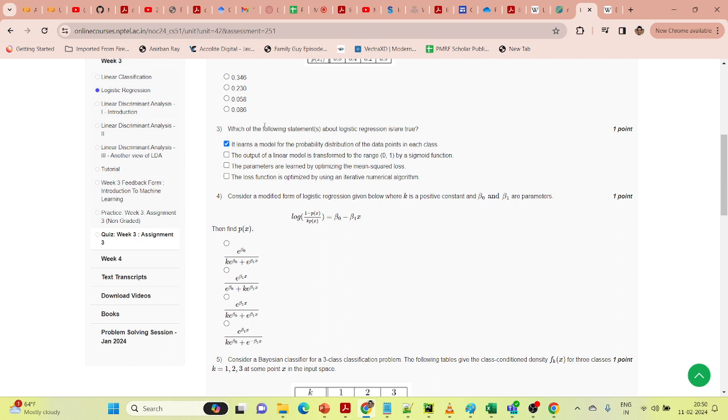Output of a linear model is transformed to range 0 to 1 by the sigmoid function, right? Parameters are learned by optimizing the mean squared loss. That is not correct. The loss function is optimized by using an iterative numerical algorithm called gradient descent. You have not studied gradient descent yet; I'll tell it next time. But this is the answer.